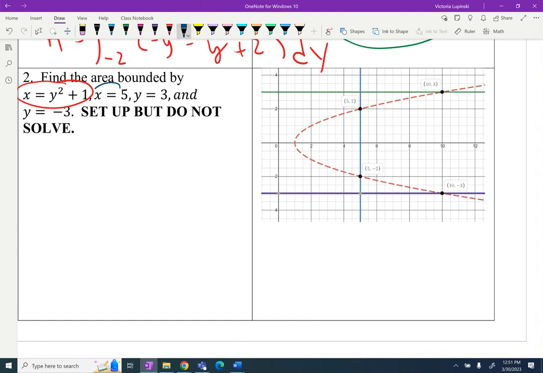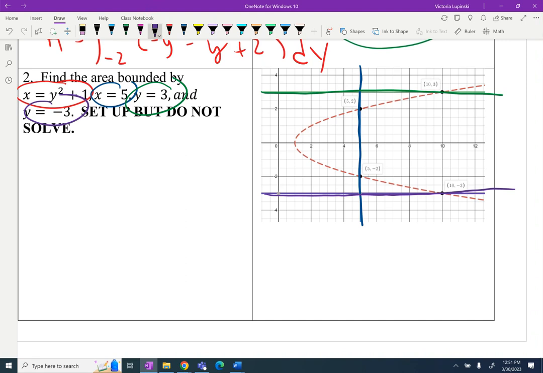This x = 5. This is this vertical line. This y = 3. That's this green line. This y = -3 is the purple line. So you have to make sure you're looking at the problem so you know how many lines there should be. And in this case, there are 4 of them.